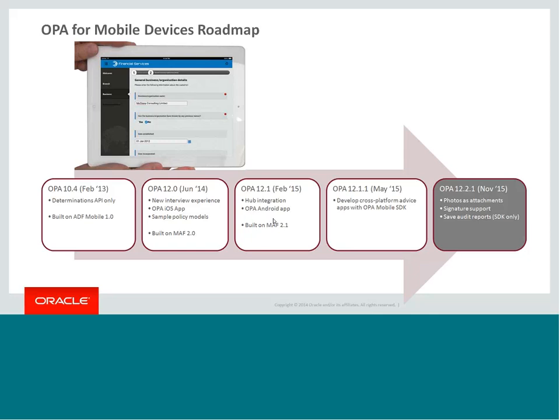One more question I have: what is there in the roadmap for integrating with future cloud applications? Is there any plan to integrate with Fusion Financials? Because at the moment, OPA is very well integrated with E-Business Suite release 12.2.1. When you do something with policy automation and decide to give compensation to the customer, you can interface it to Oracle AR, which can further process a customer refund and all those things.